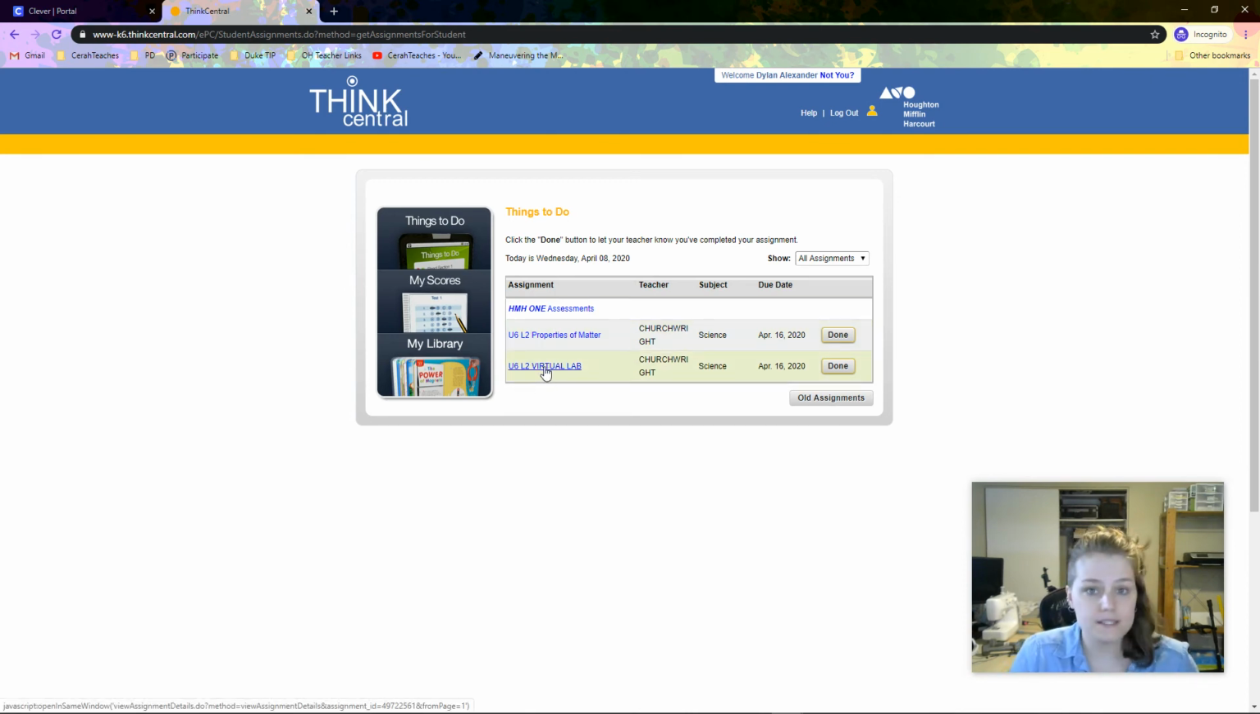There won't always be a lab, but there will always be two assignments in here each week, and they are due Thursdays. And so this is how you would access it. I don't want to click on it because it would start the process for Dylan. But that is how you get to Think Central and how you access your lessons.